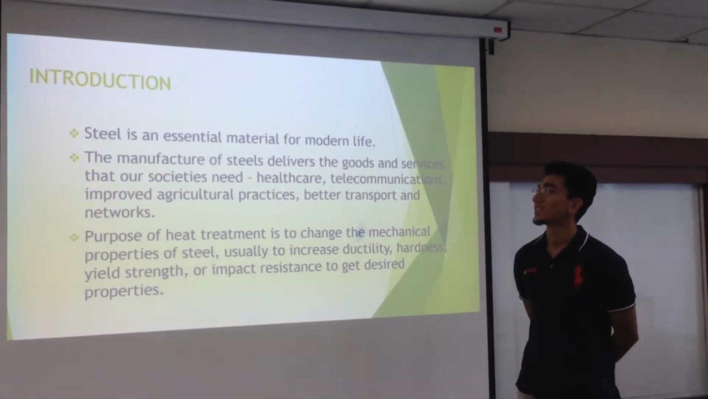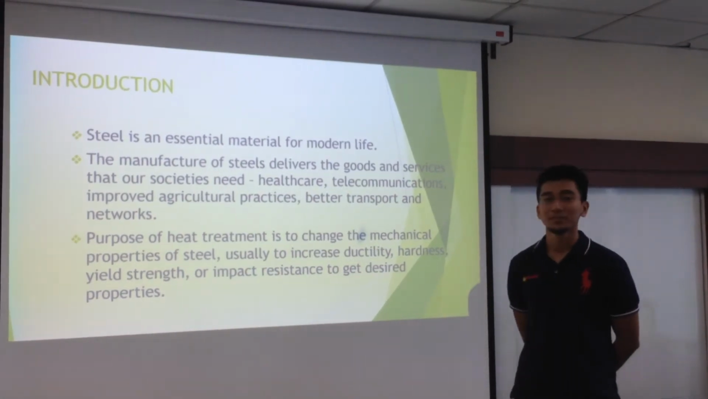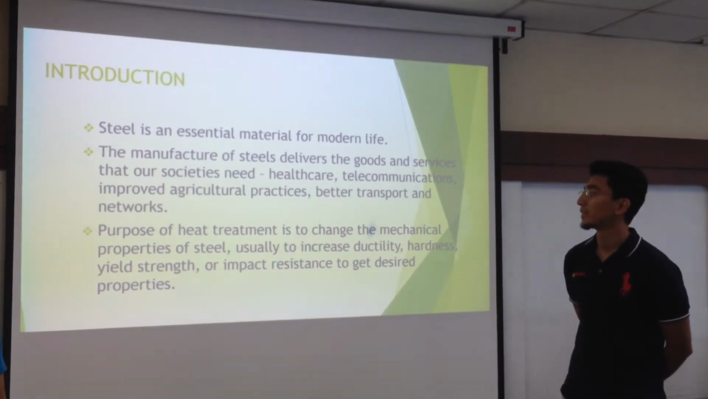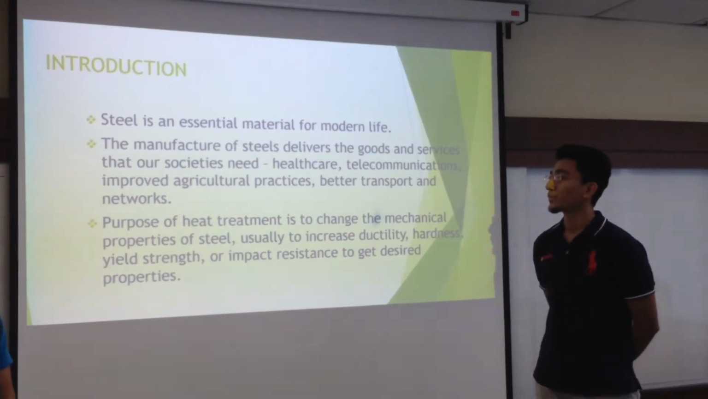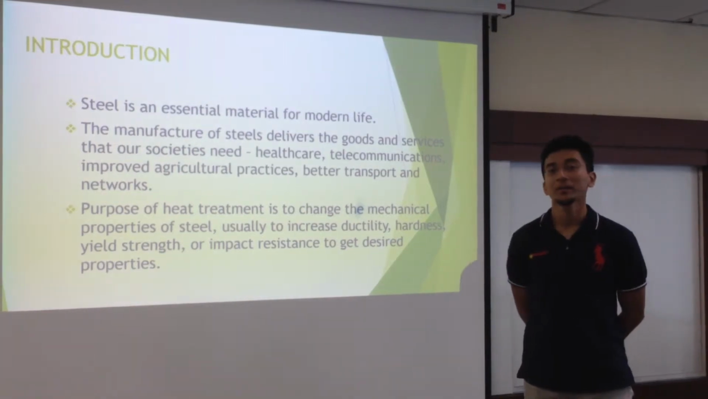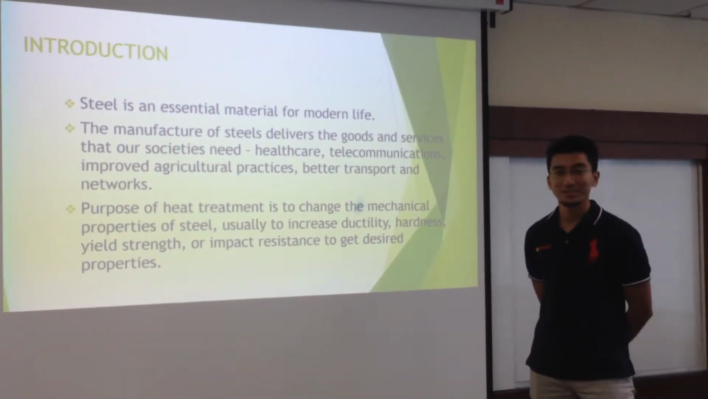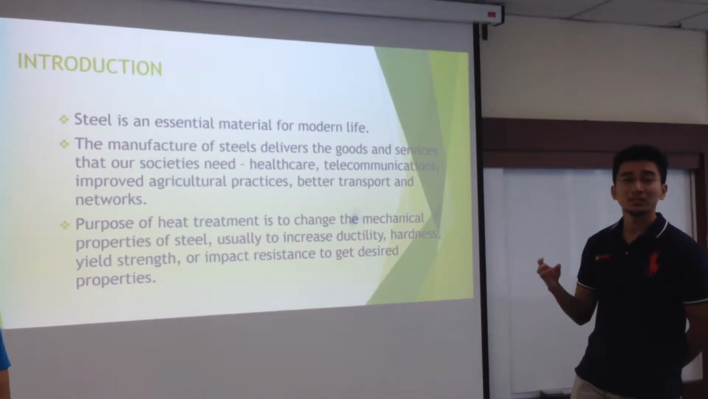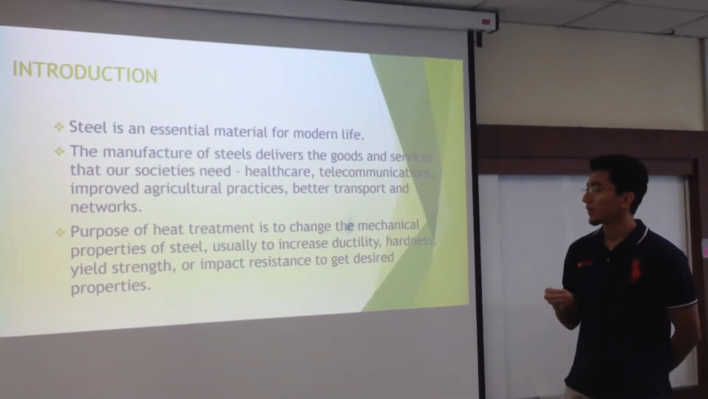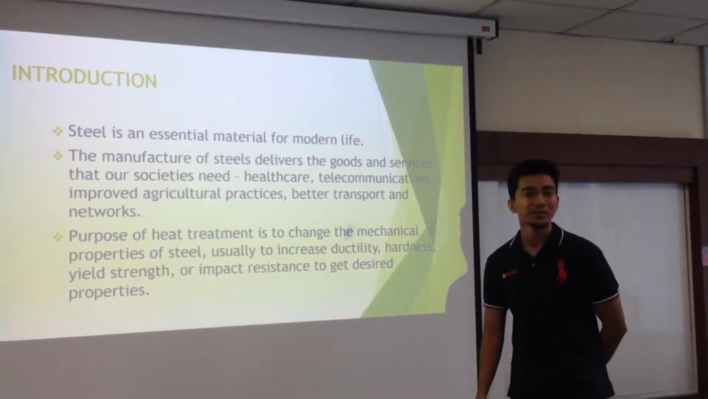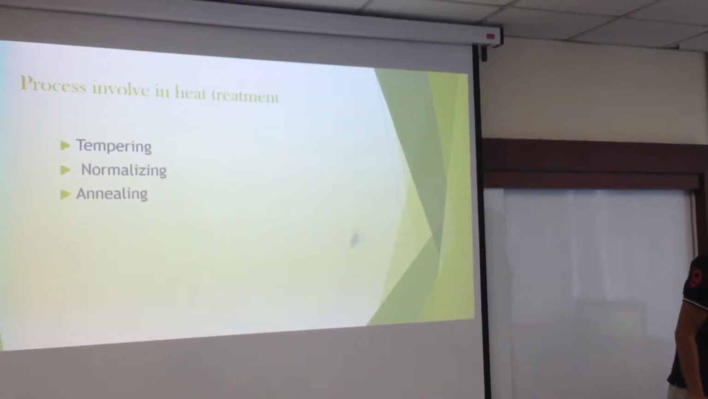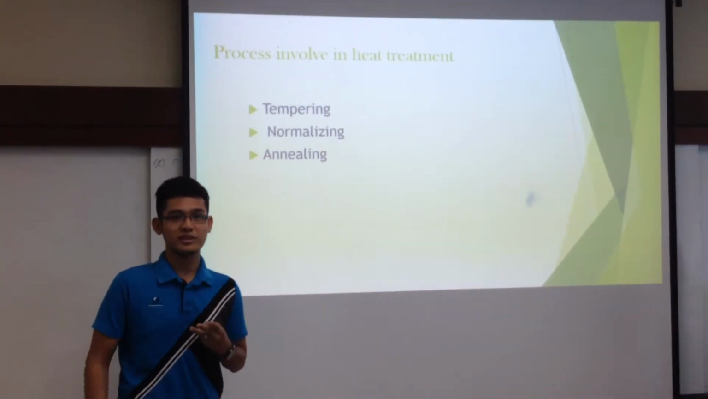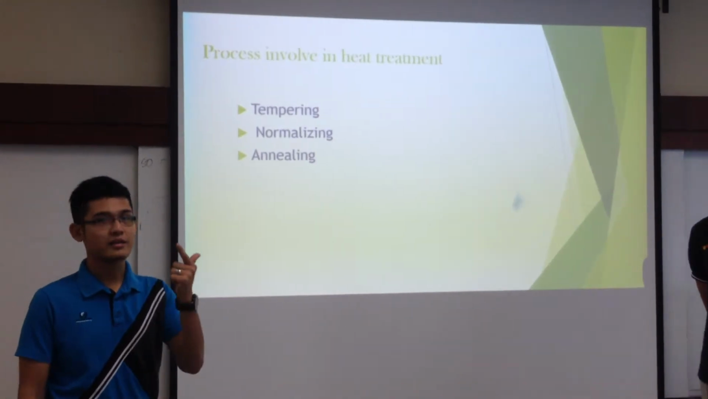Okay, the first is steel is an essential material for modern life. The manufacture of steel delivers the goods and services that our societies need, such as healthcare, telecommunication, improved agriculture practice, better transport and networks. And the third one is the purpose of heat treatment, which is to change the mechanical properties of steel. It's usually to increase the ductility, hardness, yield strength, or impact resistance to get desired properties. So for the processes involved in the heat treatment, we have three processes, which are tempering, normalizing, and annealing.